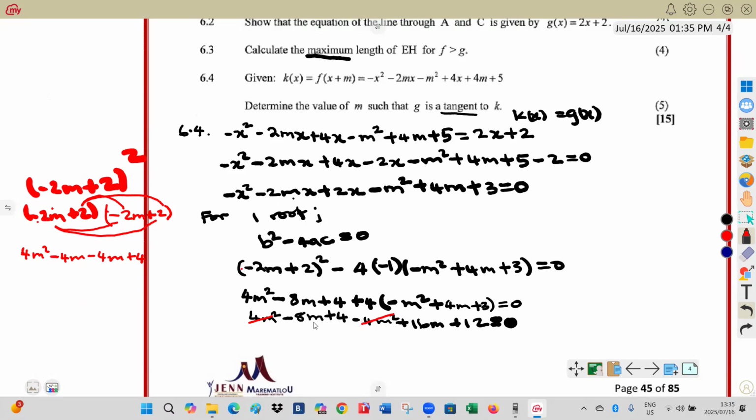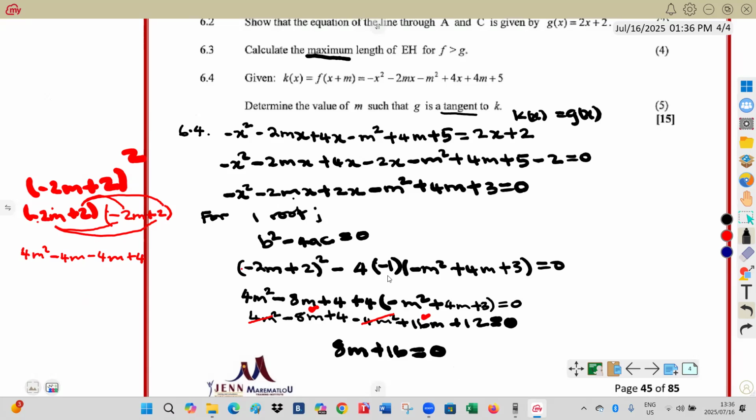Then we have minus 8m squared plus 16m, this part. And this one, you would realize that we are going to get 8m. Then we are having a 4 plus 16. 4 plus 12 is going to be plus 16, must be equal to 0. Then simplify.